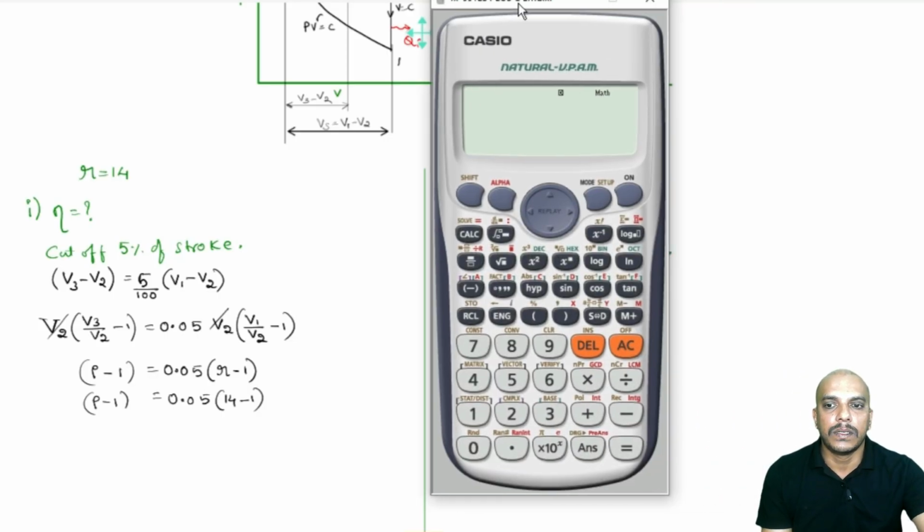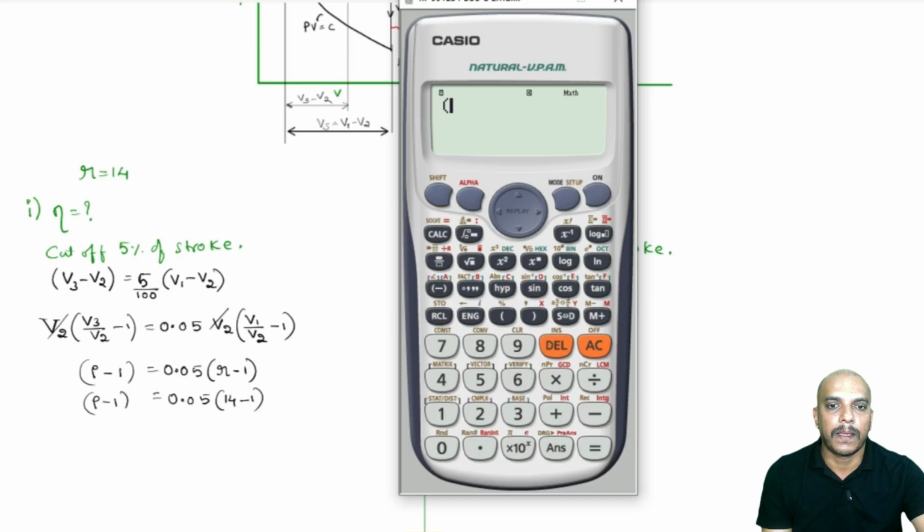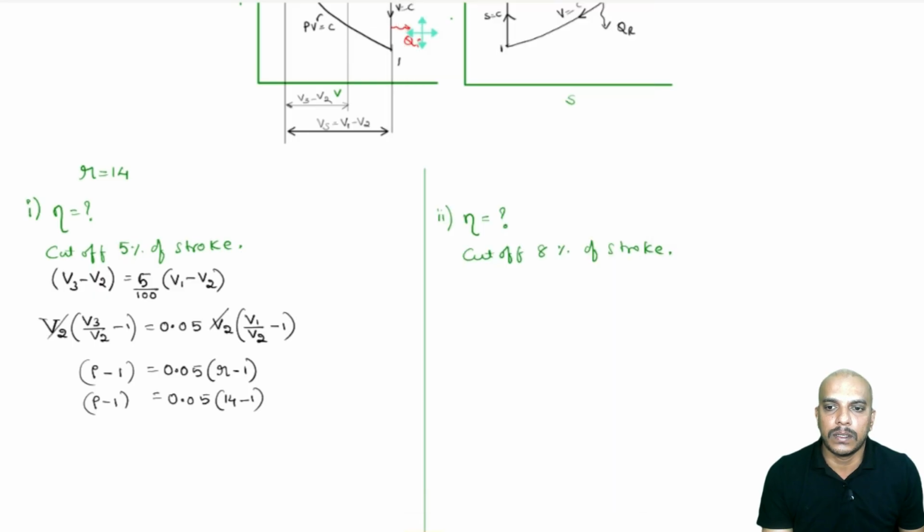Now, I will use this trick. The unknown is alpha, x minus 1, or you can solve it by using the equation directly. Alpha equals 0.05 into 14 minus 1, that is 13, if you directly use it. And then let us go for shift solve for x is equal to 0. Now, cutoff ratio is 1.65 for the first case. So, rho is equal to 1.65. Okay. So, cutoff ratio we have found out for the first case, that is 5% of the stroke.